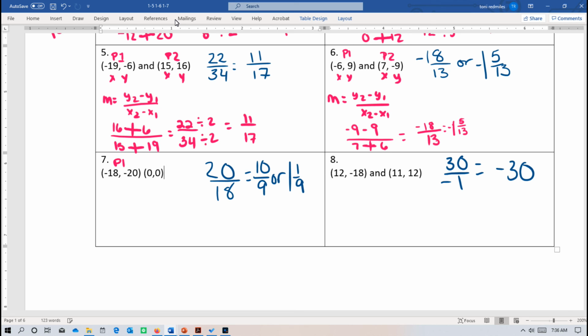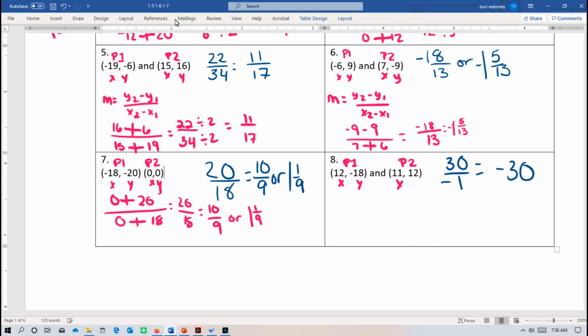All right, point 1, point 2, x y, x y, 0 minus negative 20 over 0 minus negative 18. They both go positive, and the answer is 20 over 18, which reduces down to 10 over 9. So you can either write it as the improper fraction of 10 over 9 or as the mixed number of 1 and 1/9. Last one, point 1, point 2, x y, x y, 12 minus a negative 18 over 11 minus 12.